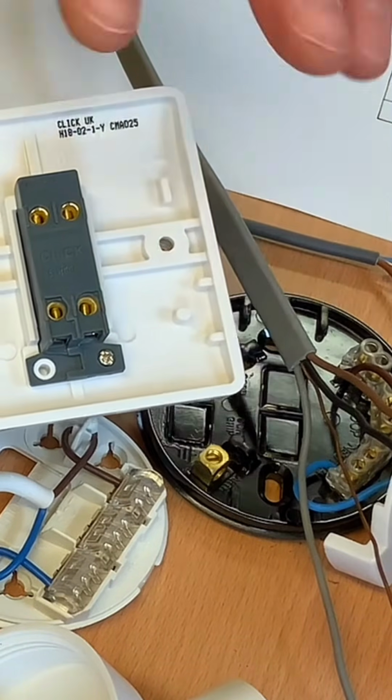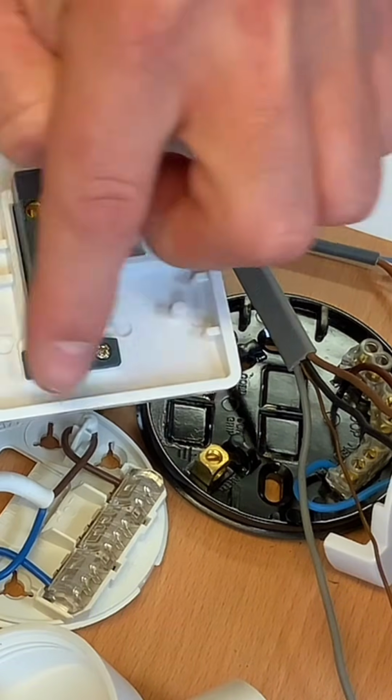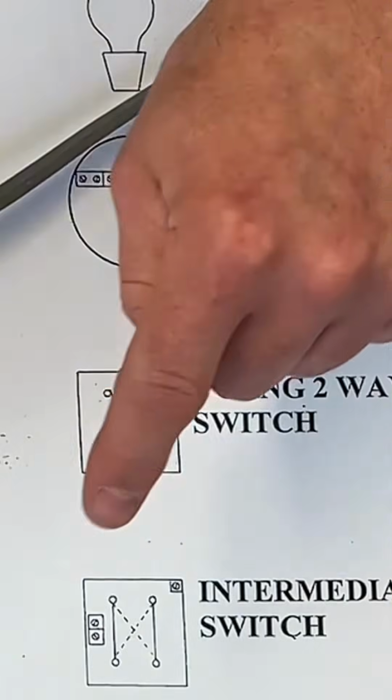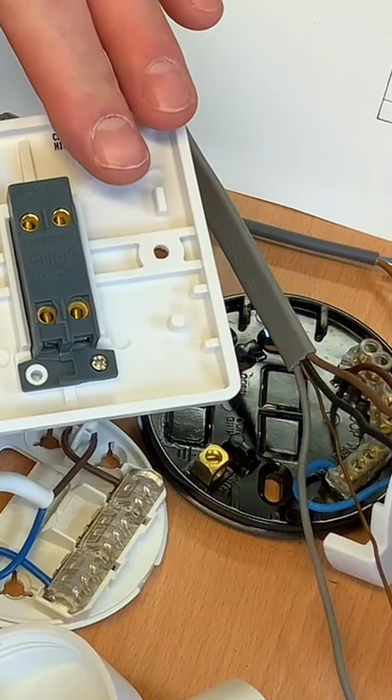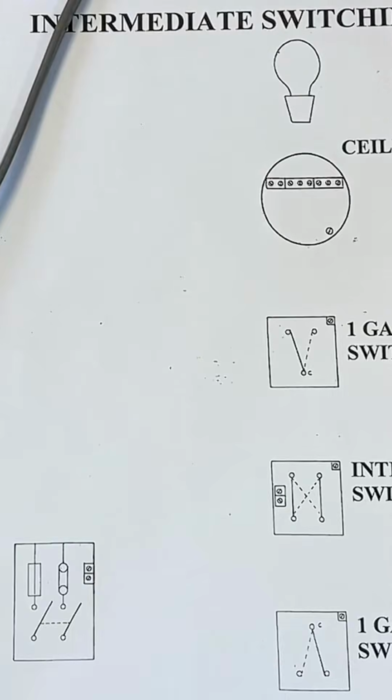That's a common mistake when wiring up intermediate switches, that we make the connections in here incorrectly. We'll do the drawing correctly, and if you follow the 2 together, you should be able to wire up the intermediate switch with ease. Take it back one stage to start with.